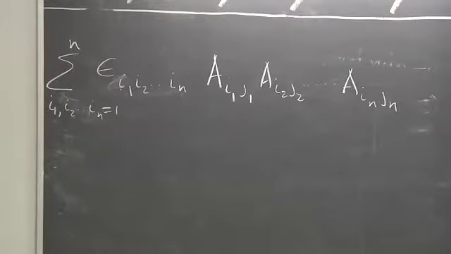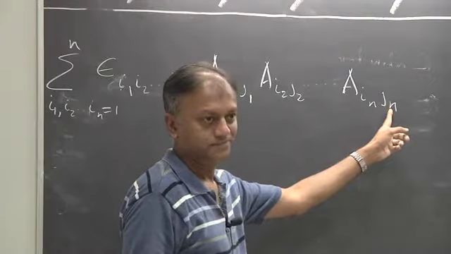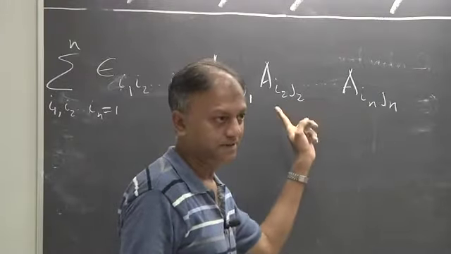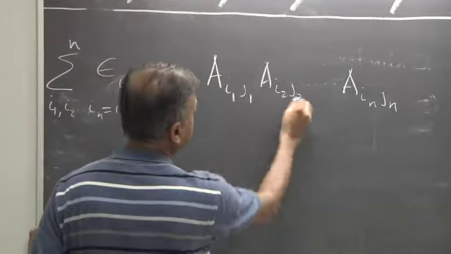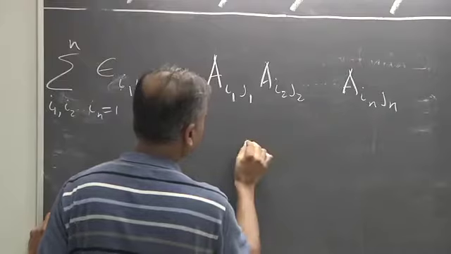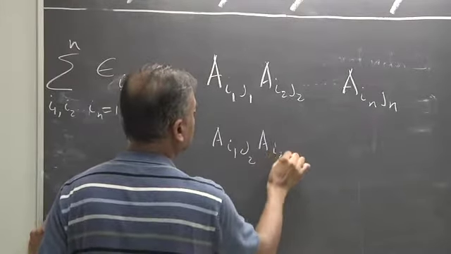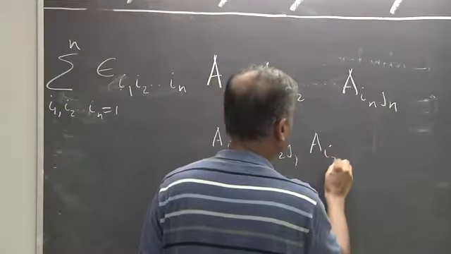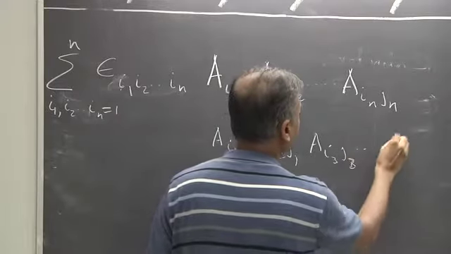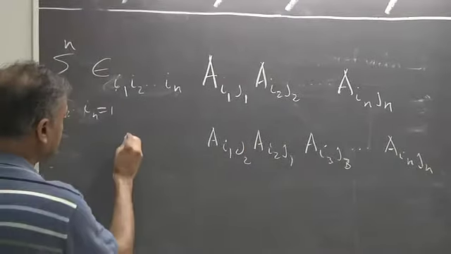So consider this object. First of all, notice that whatever this object is, it is totally antisymmetric in the J's. The J's are the free indices, remember. Okay. Why is it totally antisymmetric? Well, suppose I consider the situation where I just exchange J1 and J2. So this one is J2, and that one is J1, and everything else I don't touch anything. So this is A I3 J3, up to A In Jn. Consider this situation. The same with the epsilon.